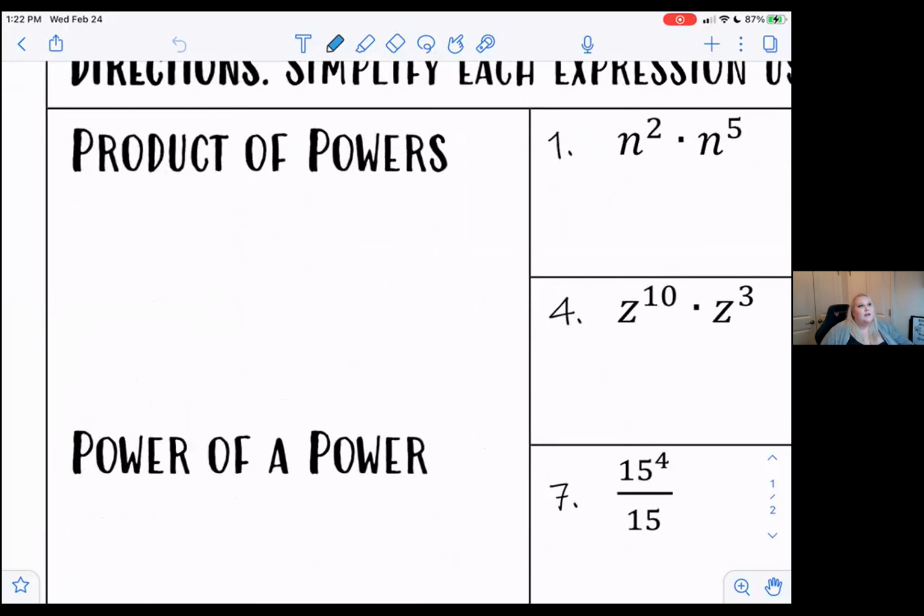The first one we're going to talk about is the product of a power. Remember that one is written like this. I'm going to use the letter a here. If we're doing a to the power of m times the same base, a to the n, it's like we're saying a to the power of m plus n to get our final answer.